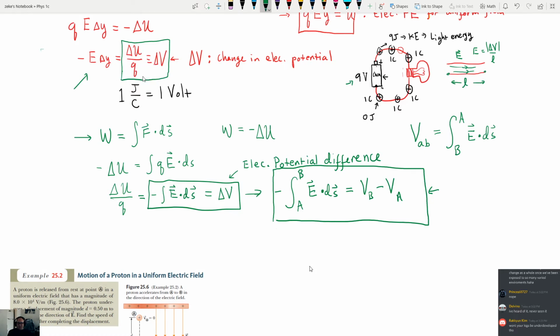Delta U over Q is equal to delta V, but I'm going to write it in a different way. I'm going to move the Q to the right-hand side. I'm going to write delta U, the change in electric potential energy, is going to be equal to Q times delta V. You're going to want to remember this equation. This is going to be really useful to you in your homework. Change in potential energy is Q times delta V. Okay? And then we'll just use this equation in this problem so we can see how it works.